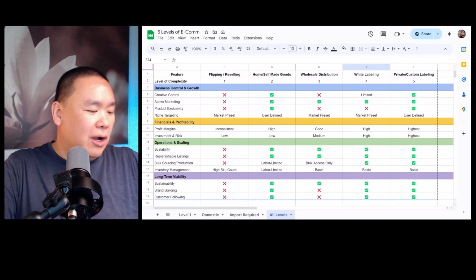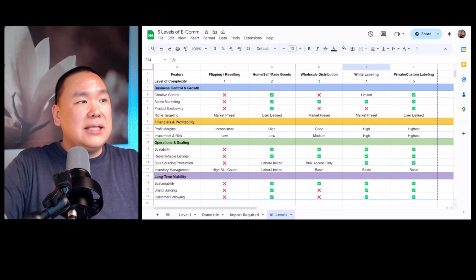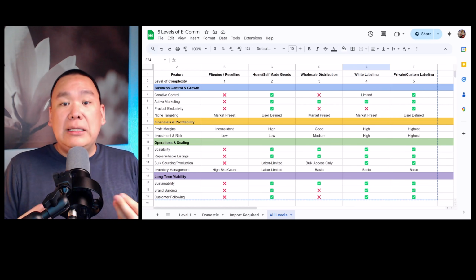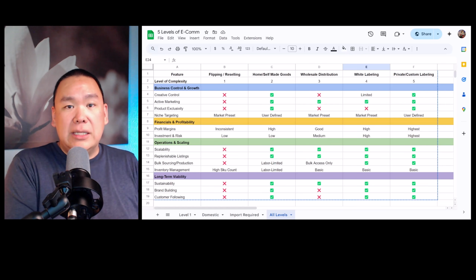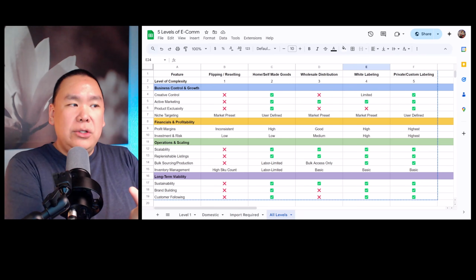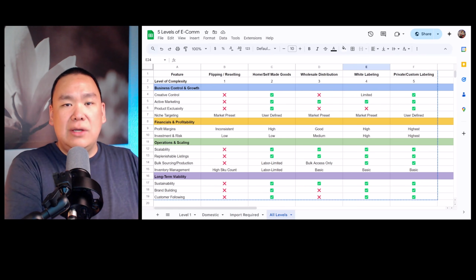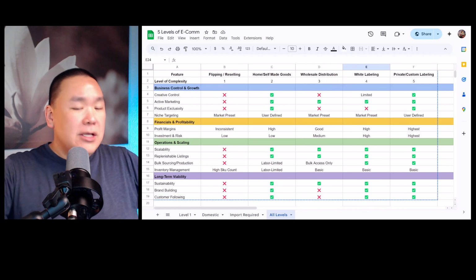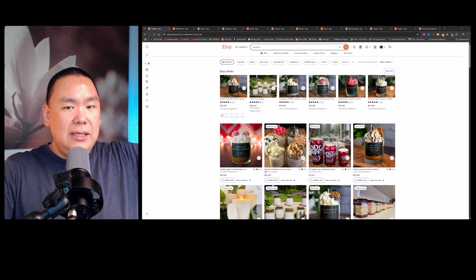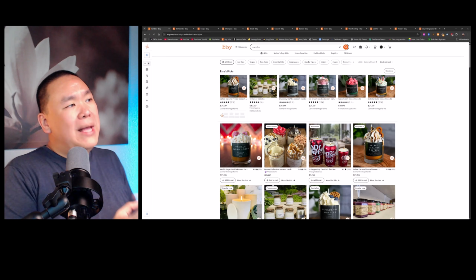Okay, sorry for the long recap. So today we're just going to jump into specifically level 2, about home and self-made goods. And in order to do that, I want to show you guys a couple of categories that I recommend that are doing very well in this field. So let's jump over to Etsy, because generally all the home and self-made goods is a very Etsy-ish item.